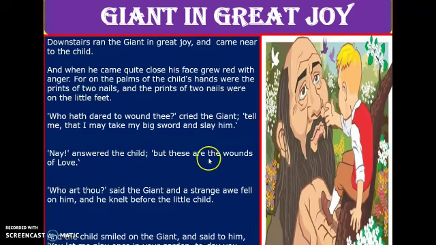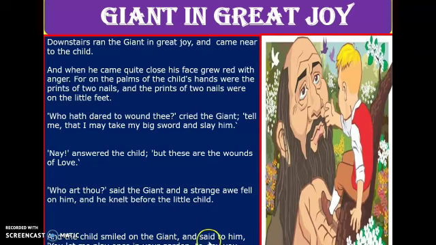Nay, answered the child, but these are the wounds of love. The child said that no, these injuries are of love. Who art thou? Said the giant. And a strange awe fell on him, and he knelt before the little child. And suddenly, a strange halo fell all around the child, and the giant knelt down before the little child, because this little child was not an ordinary child.